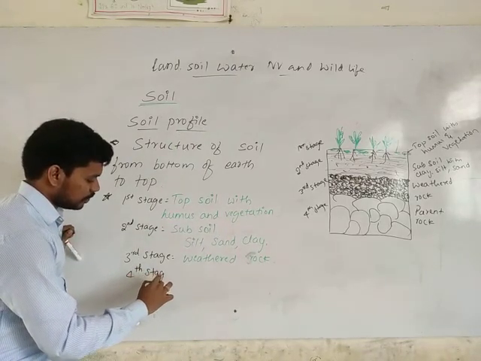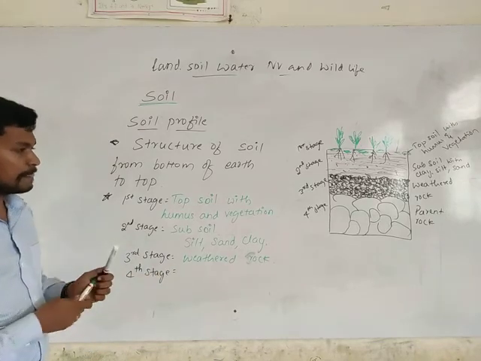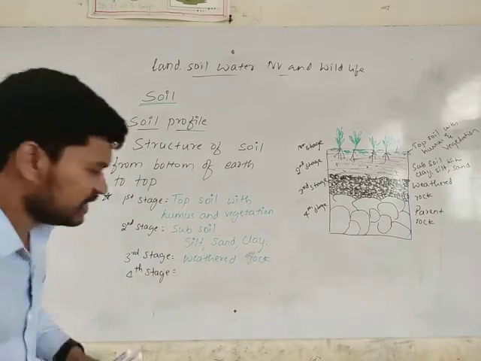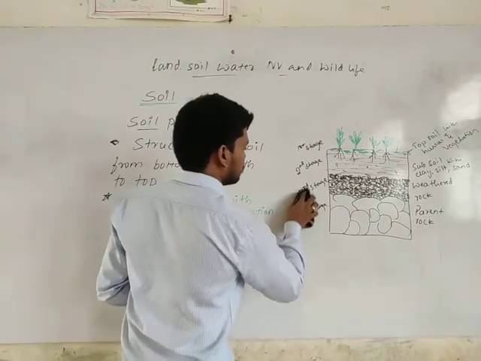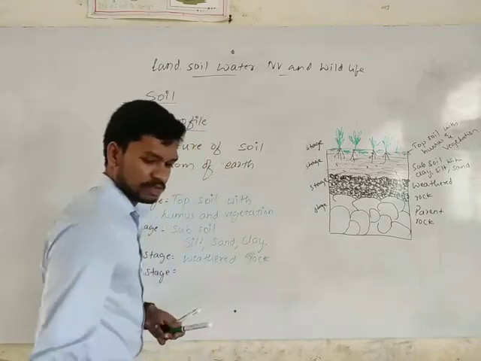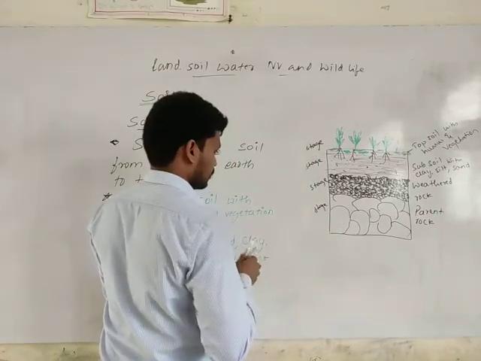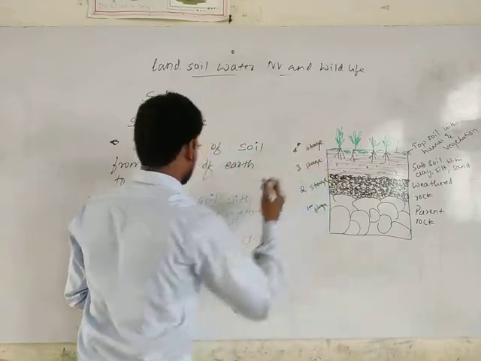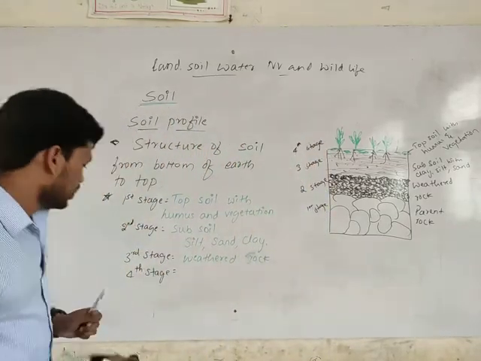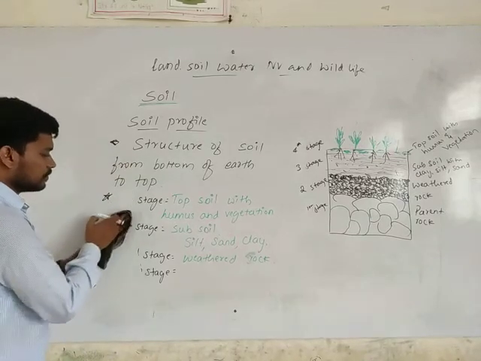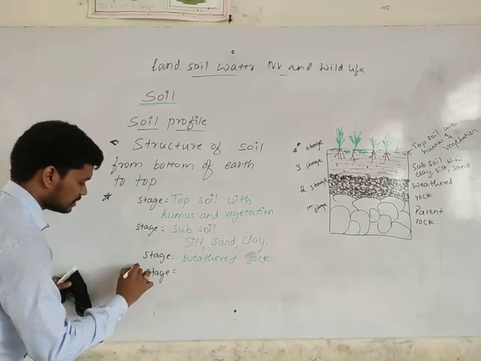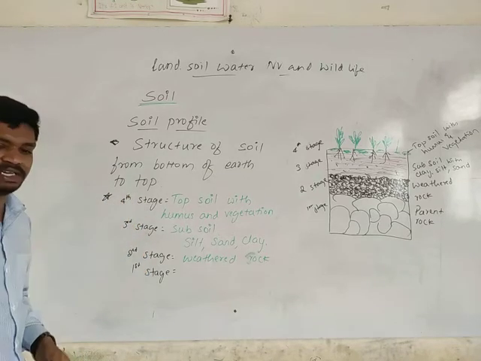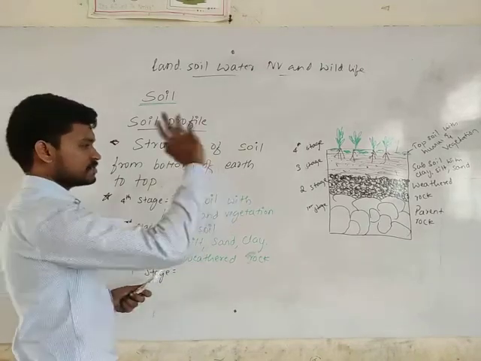In the fourth stage, what do we have? If I write it from the first, second, third, it will be clear like this. So it is the first stage, second, third stage, and fourth stage. In the fourth stage, you will get topsoil, the last stage of soil formation.